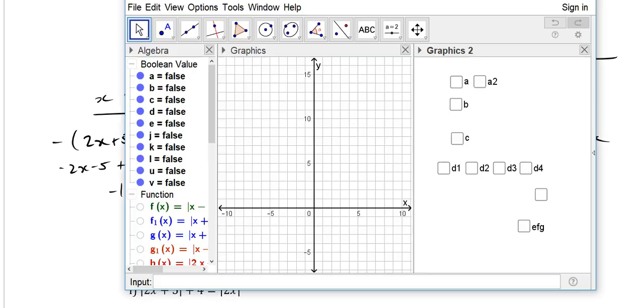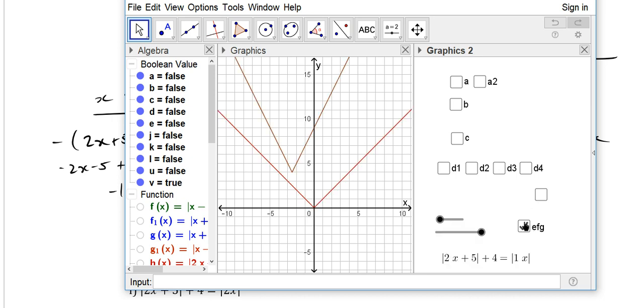Well, again, let's look. The absolute value of 2x plus 5 plus 4 equals the absolute value of x. It says 1x, but look, they don't cross. Look at that graph. They're not going to cross. So our answer fits.